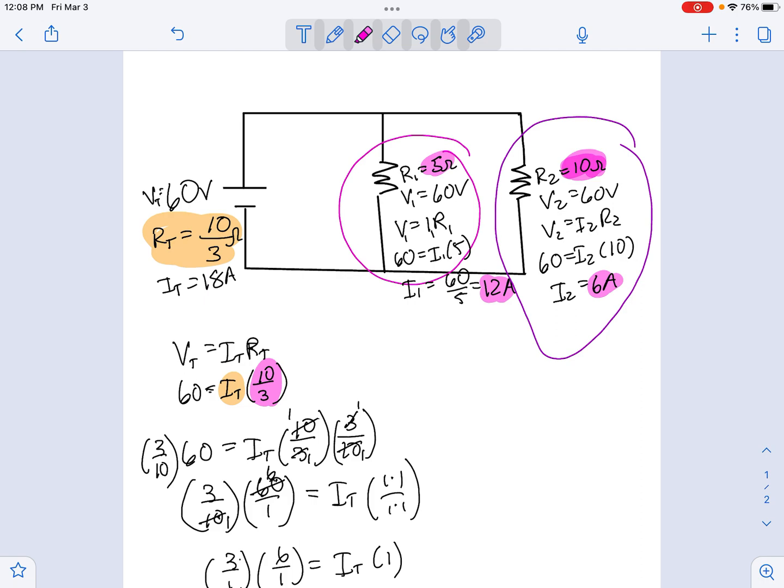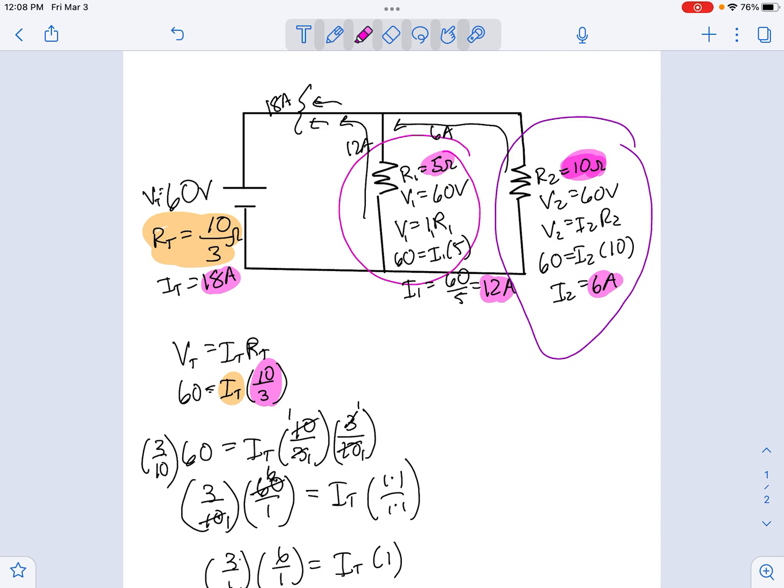Okay? So we have 12 amps coming up this way, right? And we have 6 amps coming this way. They join together to make 18 amps because 12 plus 6 is 18. And you can see that's exactly what we have down here.